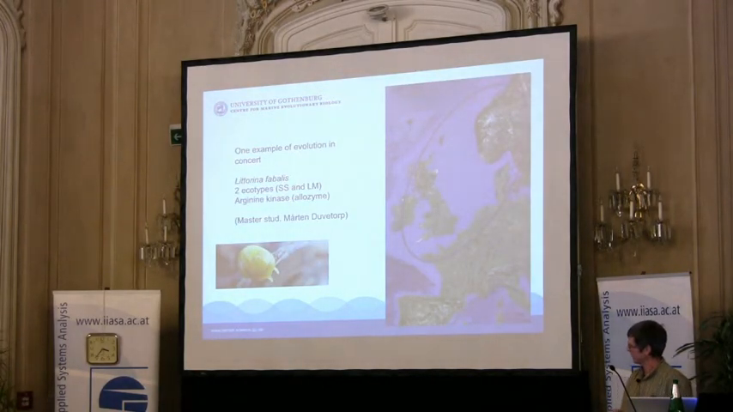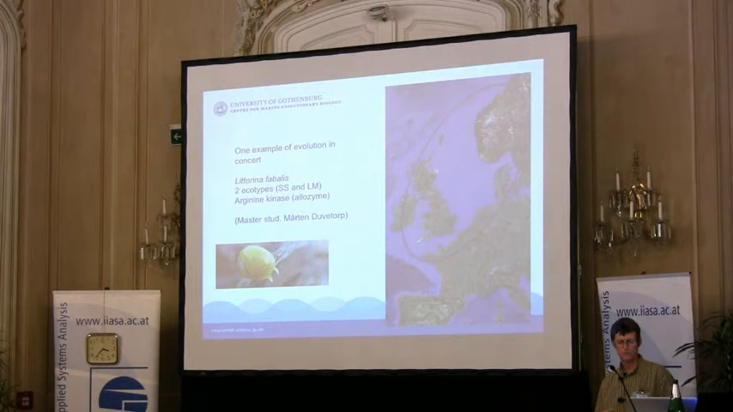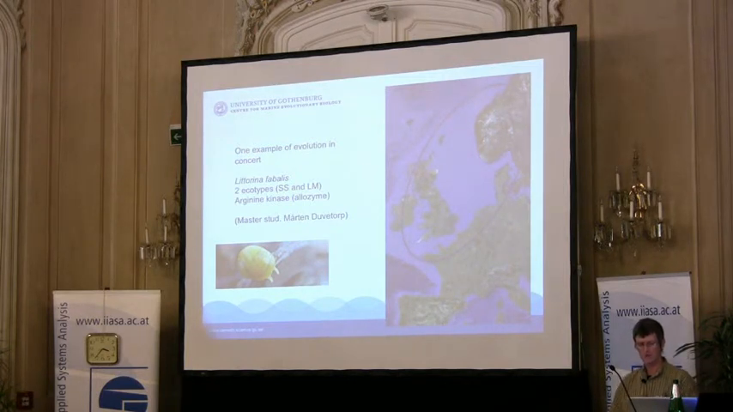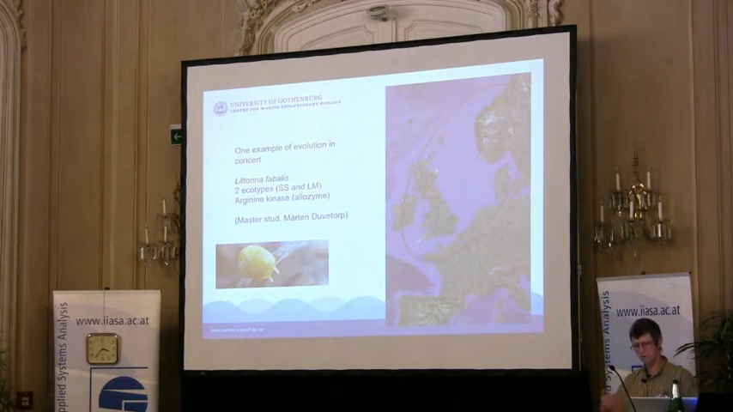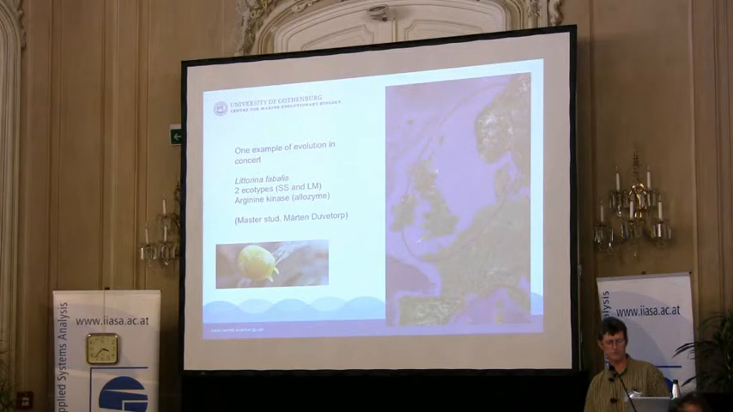Now, I should finally like to give an example from a related species, which we are presently studying, in which we find a very probable example of evolution in concert. That is the fourth mechanism that I mentioned. This species is Littorina fabalis, and it has quite a similar system to Littorina saxatilis, so you can find different ecotypes. The two most common ecotypes are a dwarf ecotype, the SS ecotype, and a large or normal size ecotype, the LM ecotype.